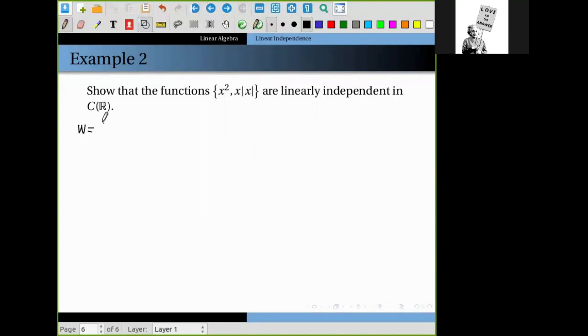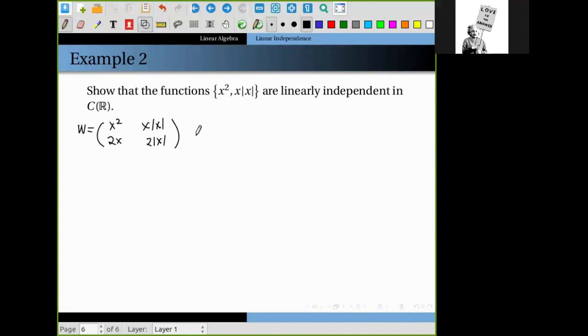So we make the matrix. We write down the functions first. And then we take the derivative. So the derivative of x squared is 2x. And the derivative of x times the absolute value of x turns out to be 2 times the absolute value of x. And so you can work this out by writing the absolute value as a piecewise function, and then taking the derivatives of the pieces and making sure that the continuity works out.